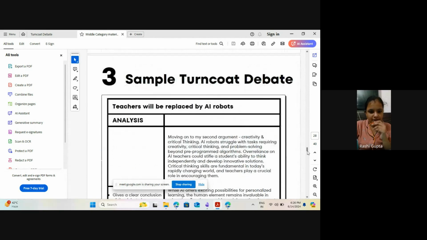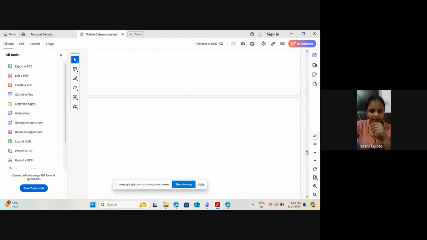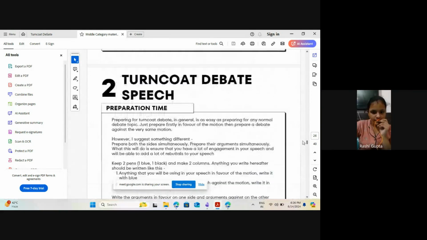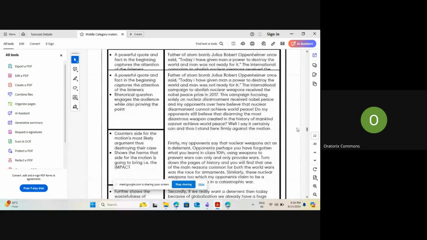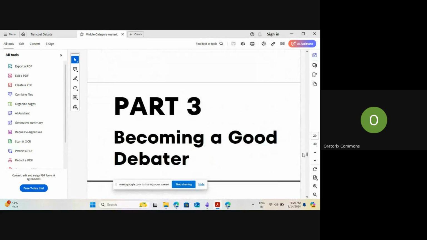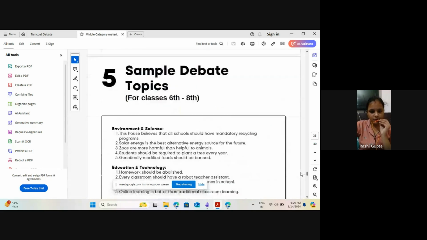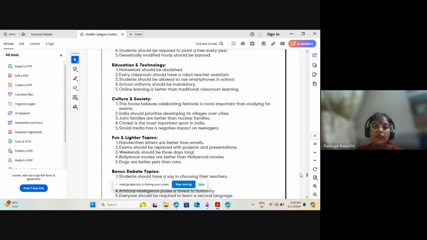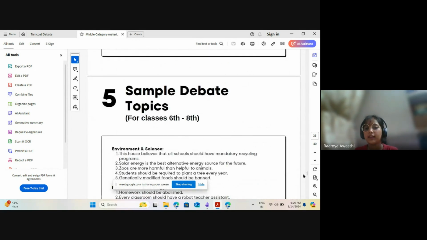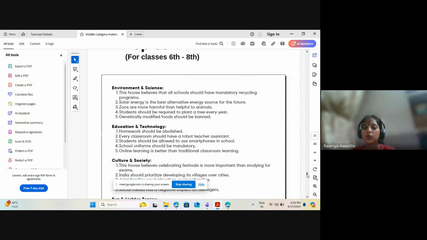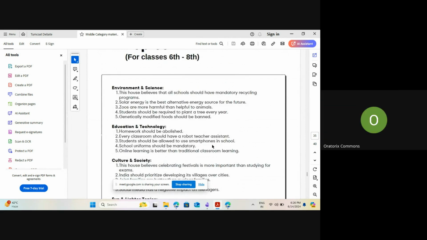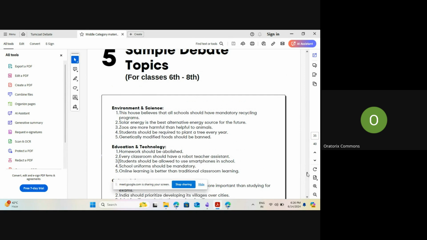Sir, can you give some topics regarding the turncoat debate in the group so that we can practice tomorrow? Guys, do you want me to send it on the group? Yes, sir. Just two, three topics so that we can practice tomorrow, because we don't know how to do it, so we can get an idea by doing two, three topics. So towards the end of your material kit, you will find sample debate topics.